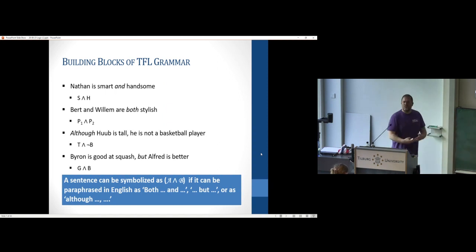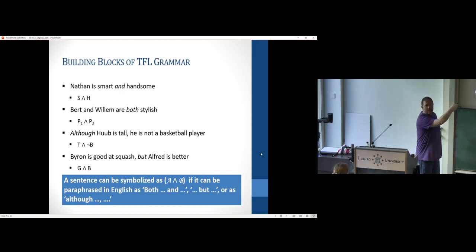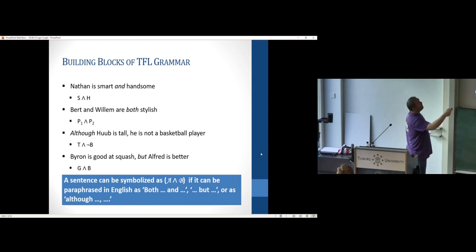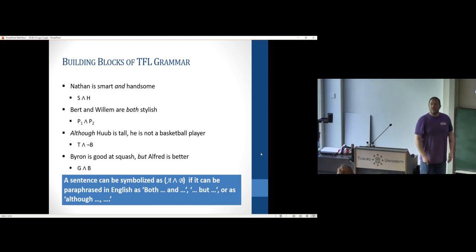So, fairly straightforward. I haven't given you the symbolization key, but I hope it's reasonably clear. We can treat "Nathan is smart and handsome" basically as "Nathan is smart and Nathan is handsome." Paraphrase it back into the form we had before. Or similarly, "Bert and Willem are both stylish" can be paraphrased as "Bert is stylish and Willem is stylish." Much the same form we had before. And you can see how these also go. Now our third example highlights something useful.